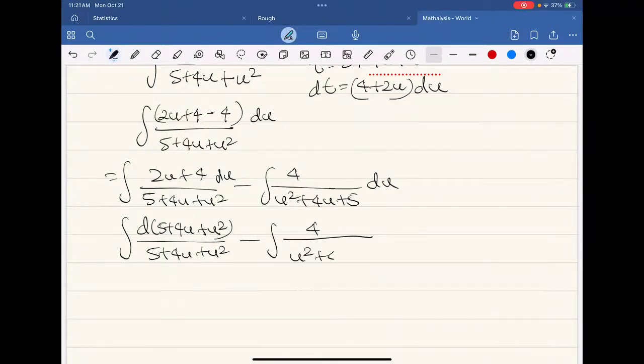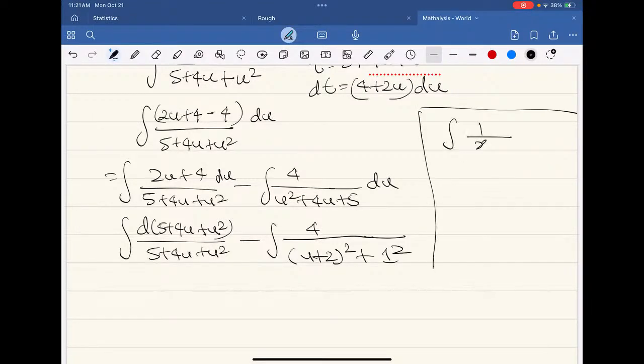So u square plus 4u plus 4 plus 1. Now the reason I've done this is, after I write this in this form, now I can write this as (u plus 2) square plus 1 square. And the reason I'm taking it in this form is, we have a standard integral of this form. That integral of 1 by x square plus a square dx is just 1 by a tan inverse x by a. So I'm trying to use this formula.